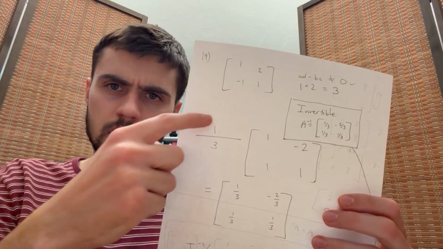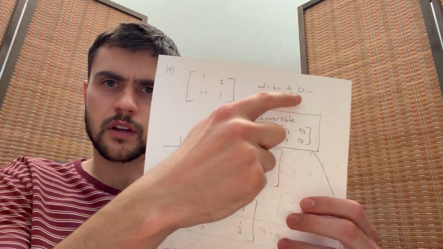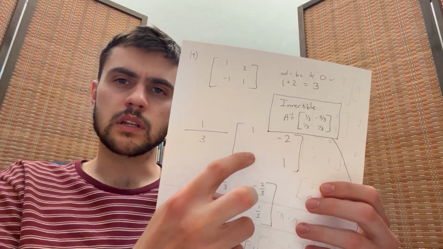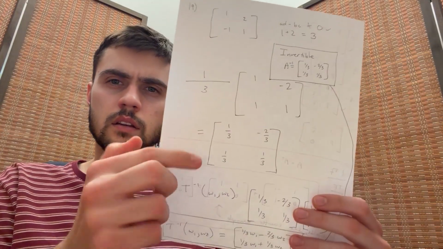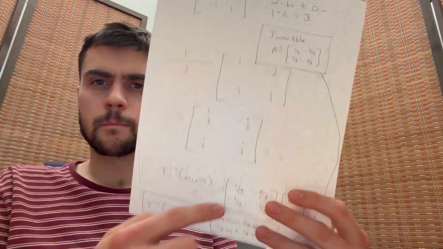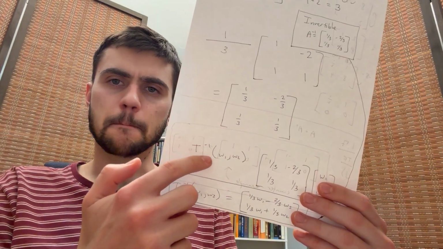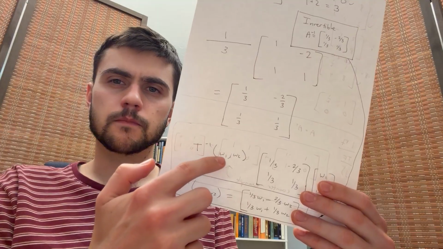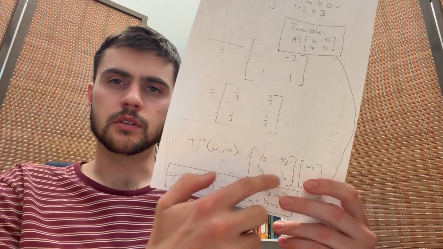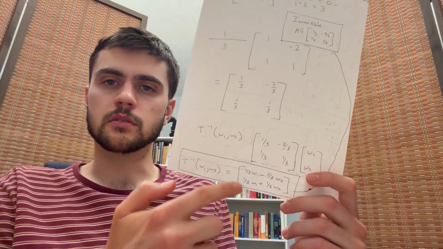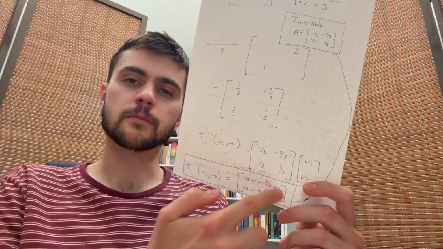by taking this, which is 1 over this value, times D, negative B, negative C, A. That's this. And then finding T inverse of W1, W2. So we took the inverse standard matrix, times W1, W2, and there's the final value, or final matrix.